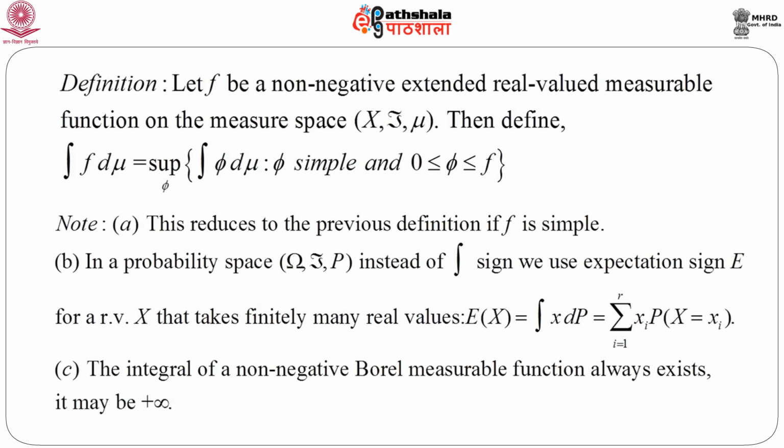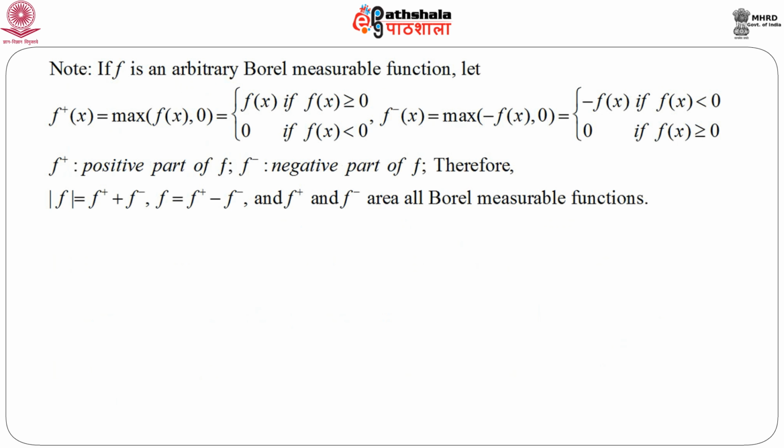It is immediately obvious that the integral of a non-negative Borel measurable function always exists. It may be infinity, but it always exists. That means it will not be infinity minus infinity. Suppose f is an arbitrary Borel measurable function. So, now our job is to define integration for any arbitrary Borel measurable function. So, let us define f plus of x, which is the maximum of f(x) and 0. That means it equals f(x) if f(x) is greater than or equal to 0, and it equals 0 if f(x) is less than 0.